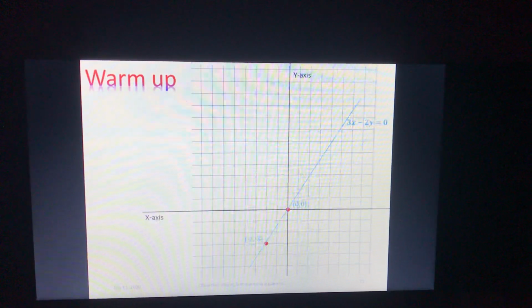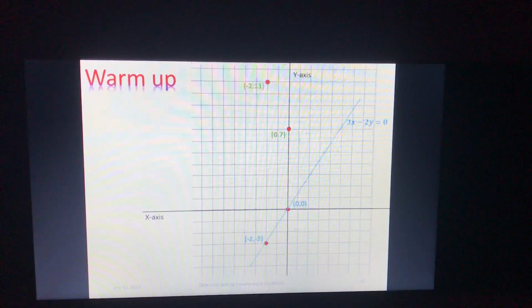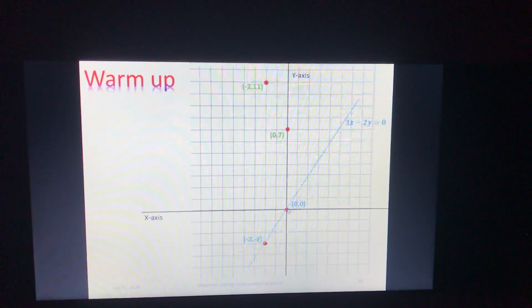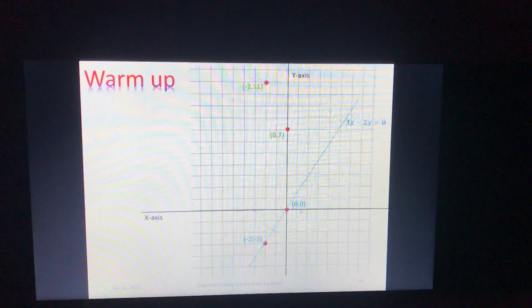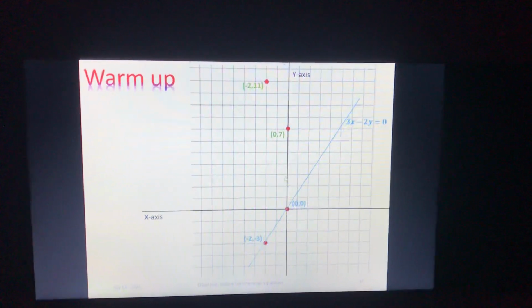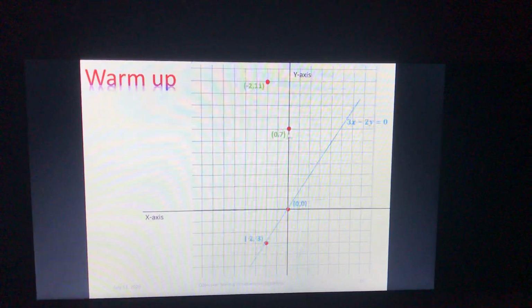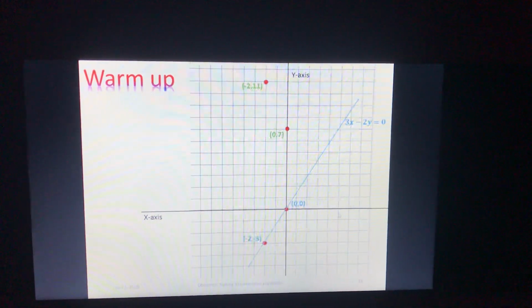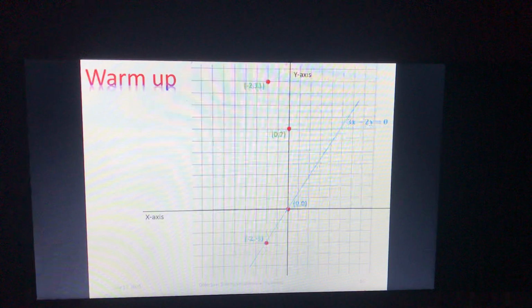Let's plot 0, 7. So 0, we don't move, so we always start from here. Since the x is 0, then we don't move to the right or to the left. And 7, so it's positive, so you go up on the y-axis. 1, 2, 3, 4, 5, 6, and 7. So 0, 7, and you plot the second point in the exact same way. So draw the line graph, and don't forget to put the address of this line graph, which is 2x plus y is equal to 7.